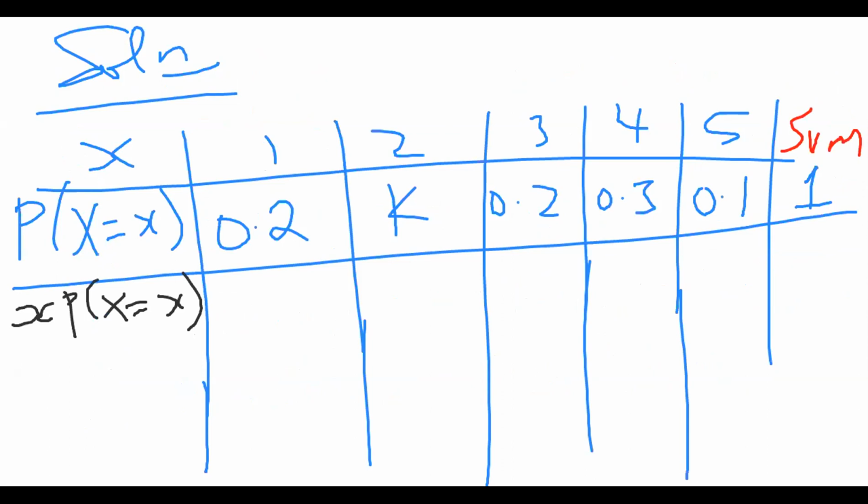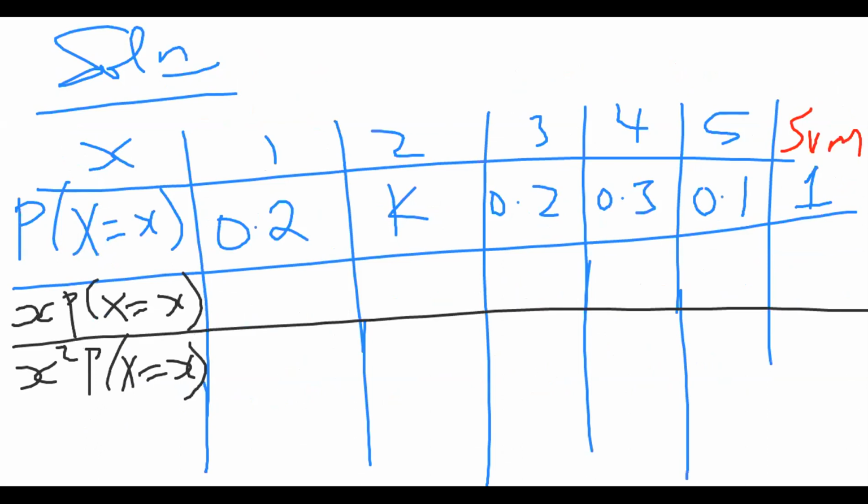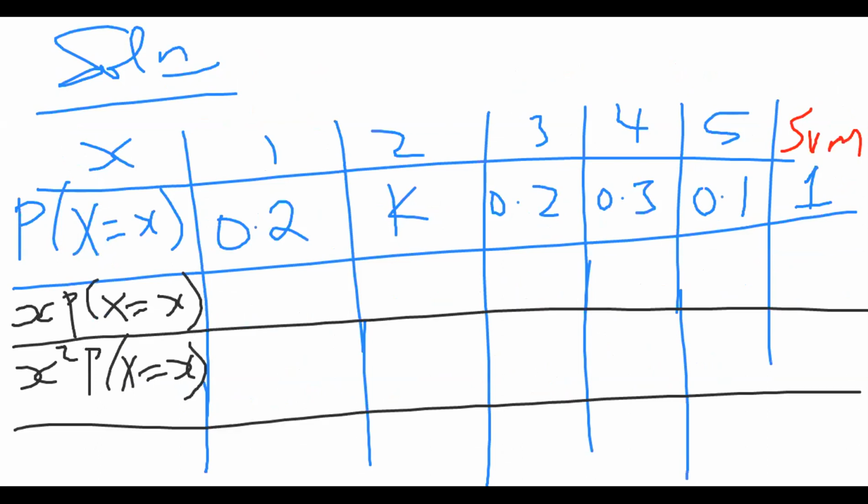and then squared of probability of x equals to x. So we can start now. This times this we get 0.2. Okay. Here we get a 0.2 and then 0.5.